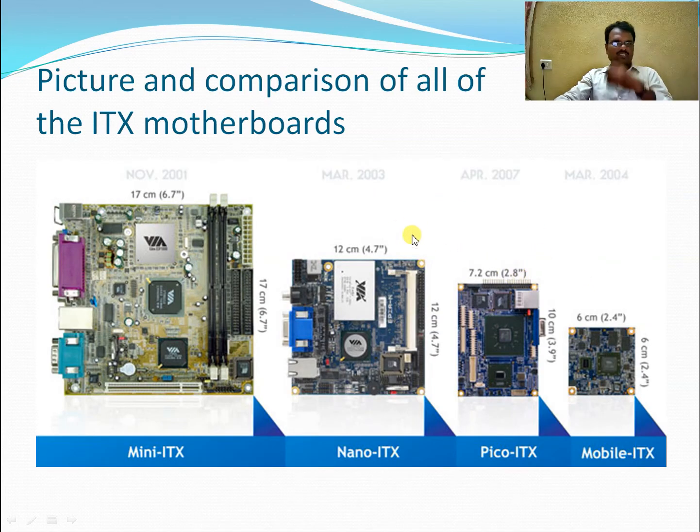So you can compare all the ITX motherboards in this picture comparison. The Mini ITX motherboard was released in November 2001, and is 17 cm by 17 cm, 6.7 inches by 6.7 inches. There's a Nano ITX released in March 2003, with a size of 4.7 inches by 4.7 inches. The Pico ITX, released in April 2007, is 2.8 inches by 3.9 inches. Another, the Mobile ITX, was released in March 2004, and the size was 2.4 inches by 2.4 inches.